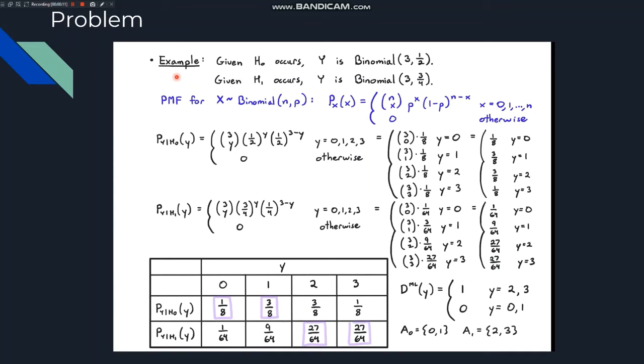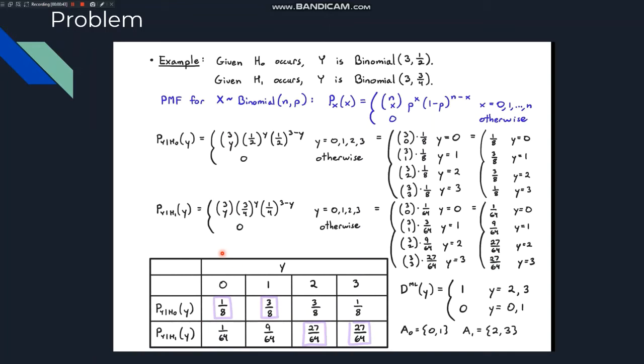For example, given H0 occurs, let Y be binomially distributed with n equal to 3 and p equal to 1/2, and given H1 occurs, let Y be binomially distributed with n equal to 3 and p equal to 3/4. We know that the PMF of the binomial distribution is P of x equal to nCx times p to the power x times (1 minus p) to the power n minus x, for x equal to 0, 1 and so on, and 0 otherwise. Now calculating the values of P of Y given H0 and P of Y given H1 for different values of Y, we can form the following table.